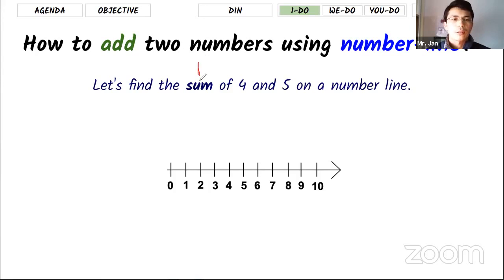Much bolder. So this is an addition. Basically you need to find 4 plus 5. We know mentally we can say it's 9, but how can we prove it using a number line? This is how you're going to prove it. You always need to locate the first number. The first number is 4. I'm going to locate this. This is my beginning. I start here.